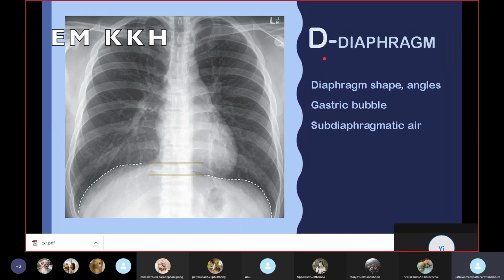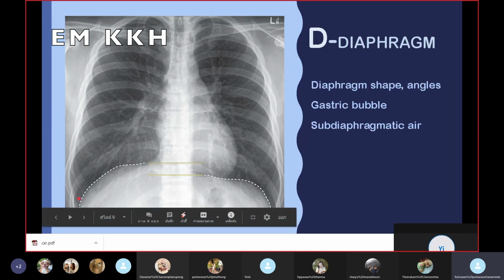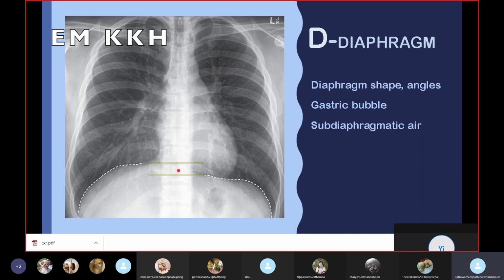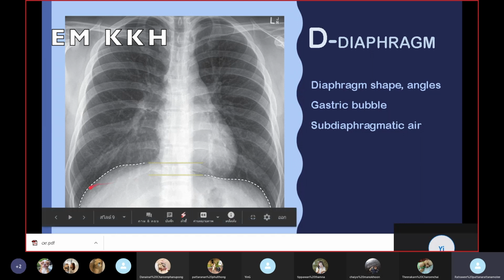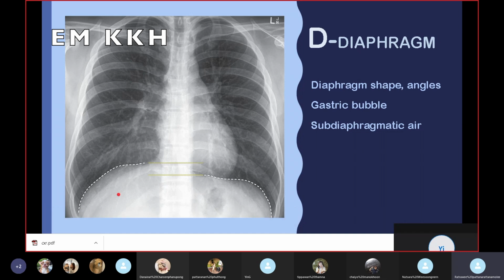D is the diaphragm. The right hemidiaphragm is usually higher than the left, by about 1 to 3 centimeters. Look at the costophrenic angles, for blunt or sharp costophrenic angles, to look for pleural effusion or pneumothorax. Then look at the gastric bubble on the PA view, and look for subdiaphragmatic air, which suggests hollow viscus organ injury or rupture of a hollow viscus in the abdomen.